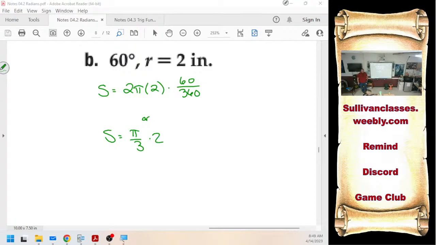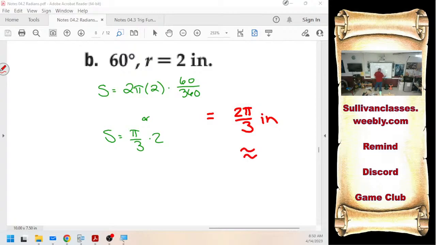Knowing radians will make these faster. Okay, so it doesn't matter which formula you use. I don't care. It's 2 pi over 3 inches. Now, if I asked you to measure out something that is 2 pi over 3 inches long, not many of us would be able to do that.